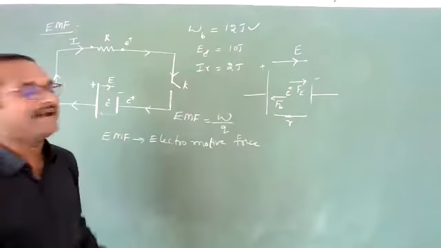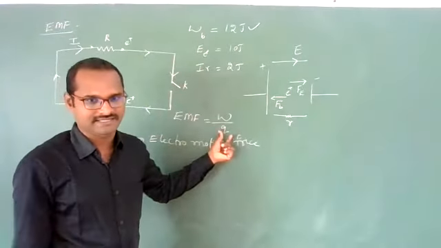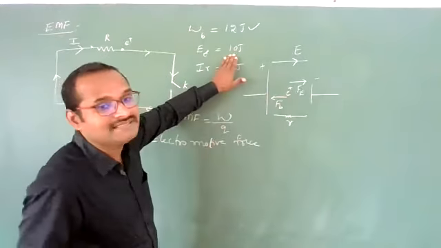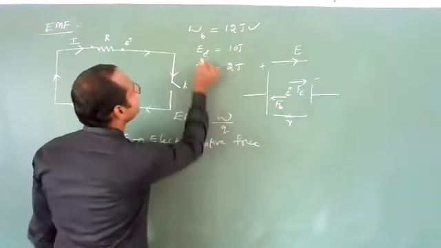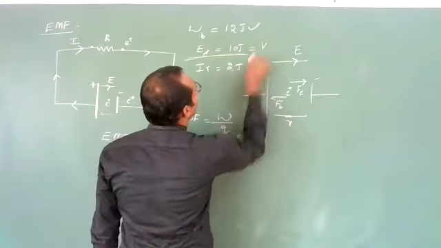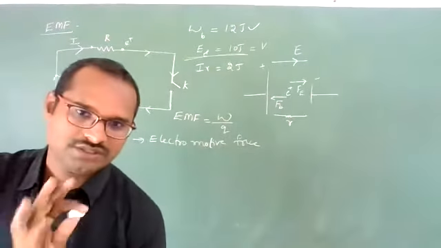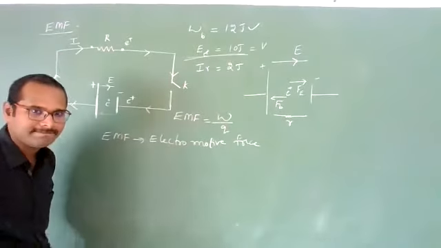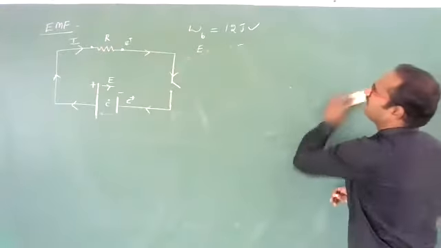Work done by a battery per unit charge. How much work is being done by the battery? We should not look at how much energy the charge particle gains. The energy gained by the charge particle is called the terminal potential difference. Did you understand this point? Clear? So the battery is a source of energy.